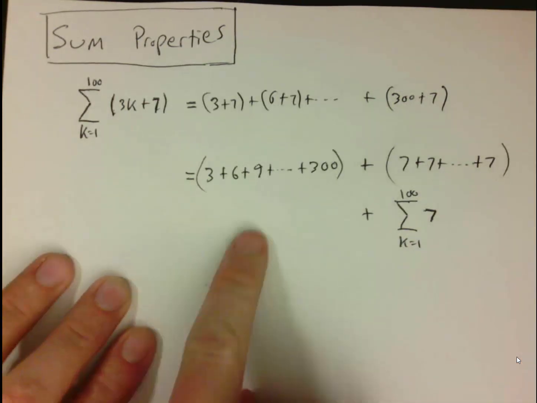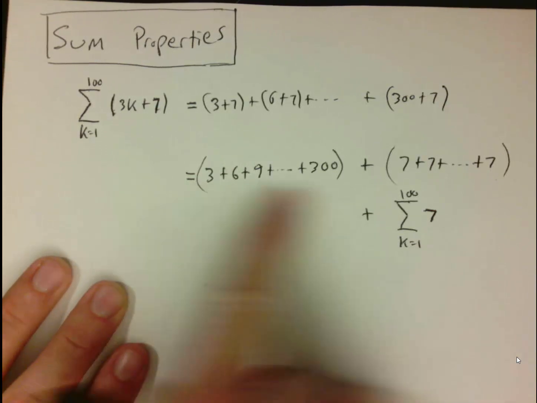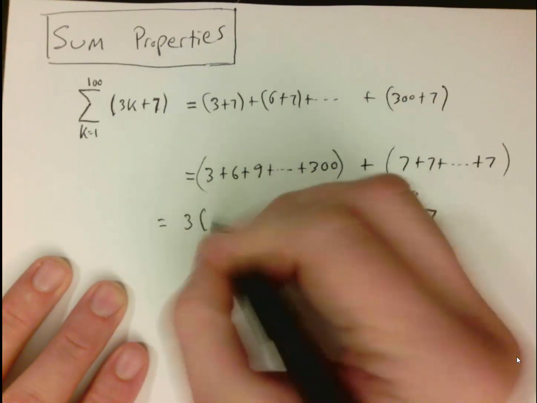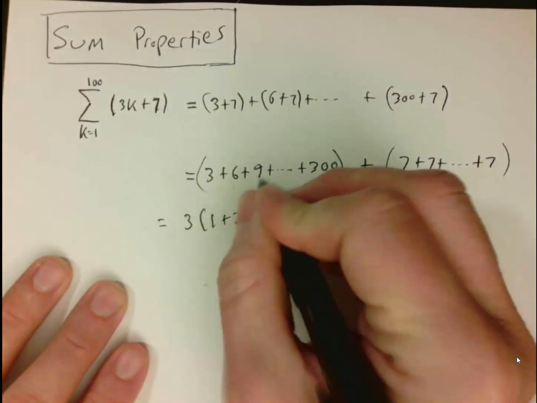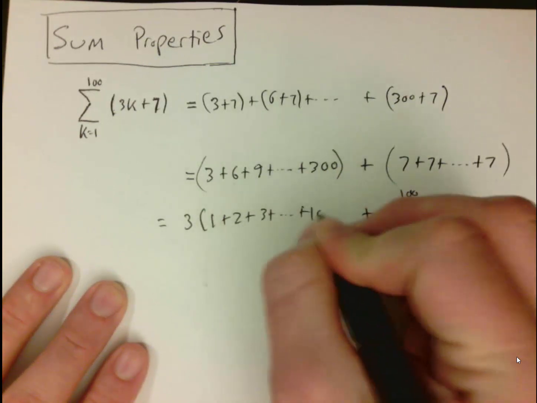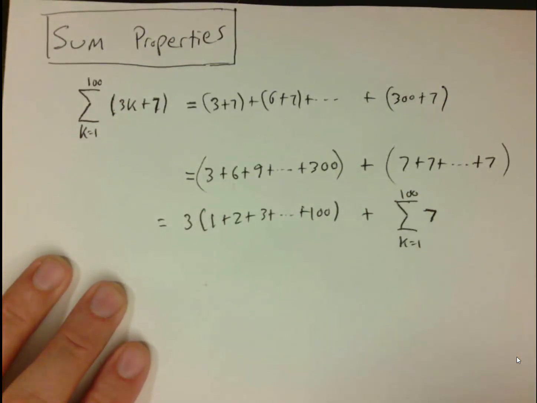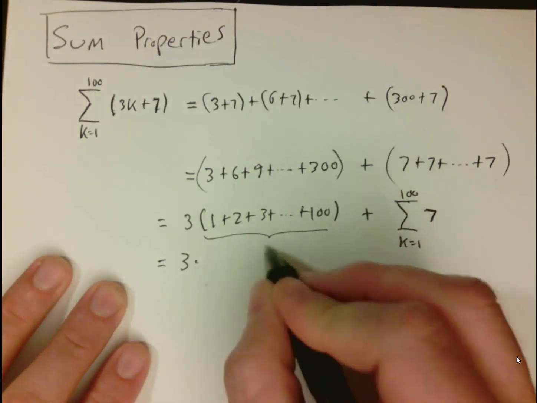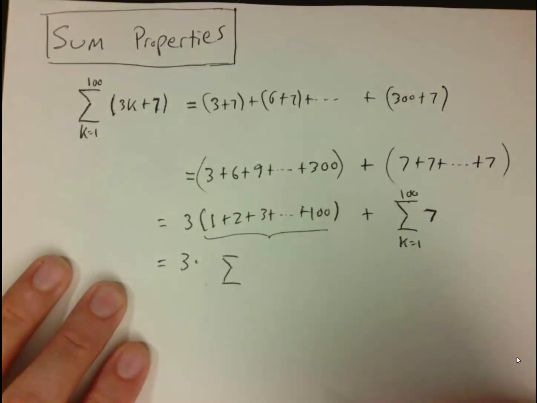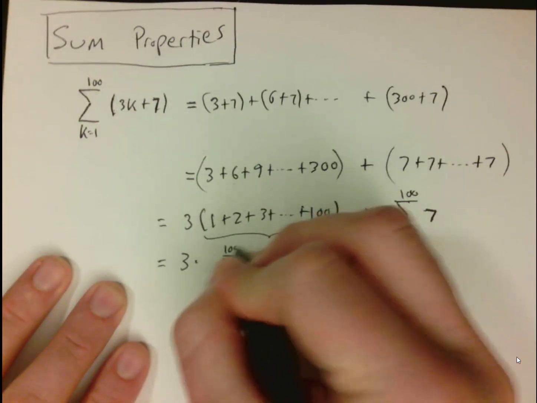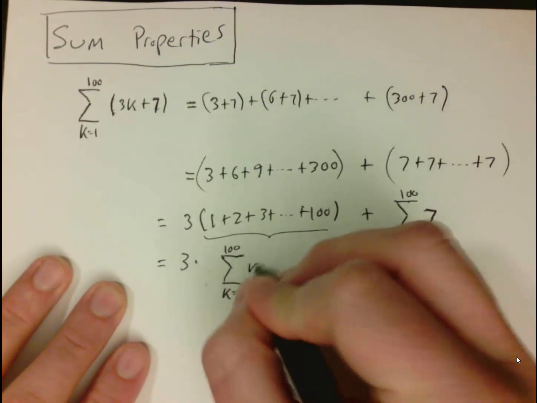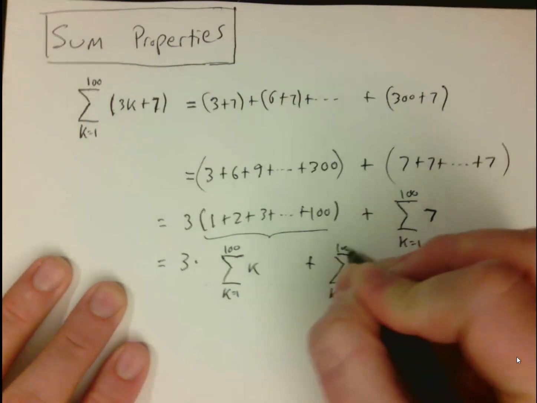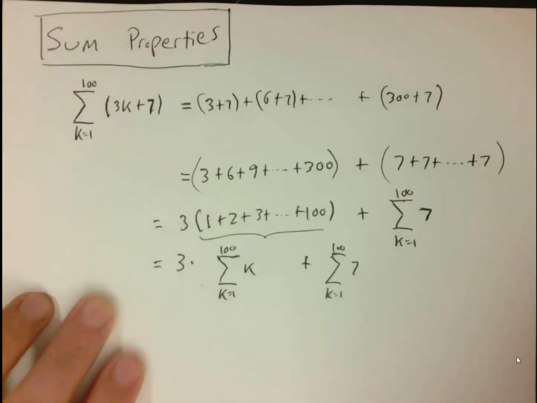Just that part. This part, before writing the summation, let's take out the common factor here of 3. So I've got 3 times, and then when I pull out a 3 here, that becomes 1. Pull out a 3, that becomes 2. That becomes 3, and so on up to 100. Alright, so the last step is to observe that this is equal to 3 times, and I can rewrite that thing as a summation also. So summation from k equals 1 to 100 of just k. And then I'll add to that the summation of 7.